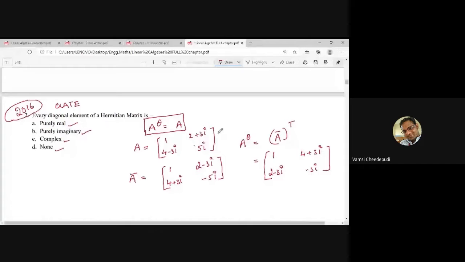Kavya, purely real number is correct. Bhavani, Chandrasekhar, yes. Yes, my dear students, purely real number is the correct answer. One second, let me share the window. Sir, you just see this. When you take, what happened?